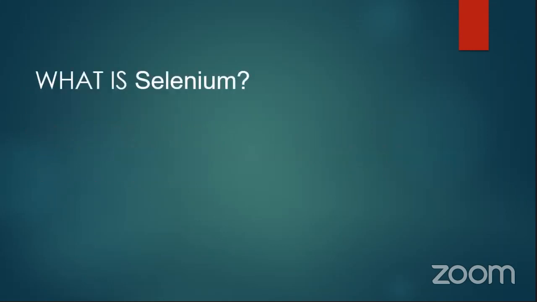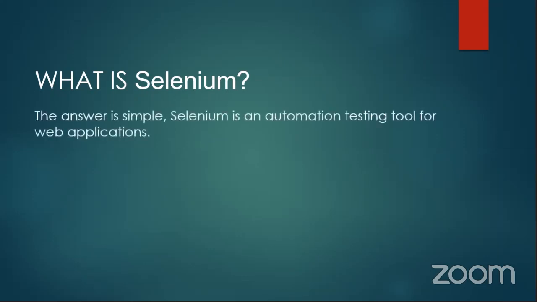Now, what is Selenium? If we ask this question to a student at the school level, he or she will answer that Selenium is a chemical element with atomic number 34 in the periodic table. But the same student finds a different answer when he lands in the technical environment. So what is that different answer? The answer is simple. Selenium is an automation testing tool for web application.